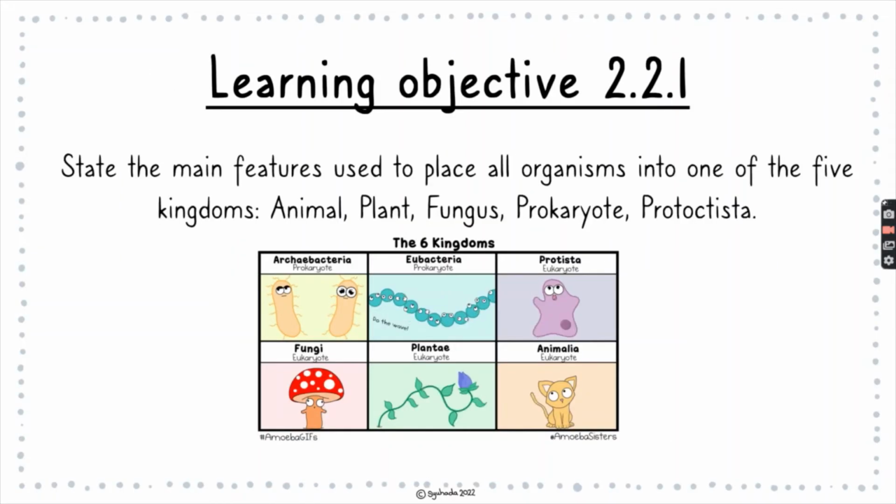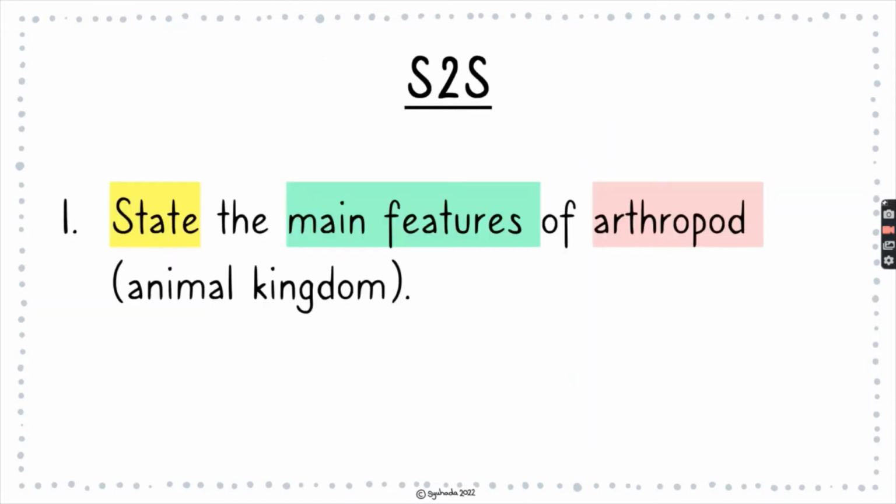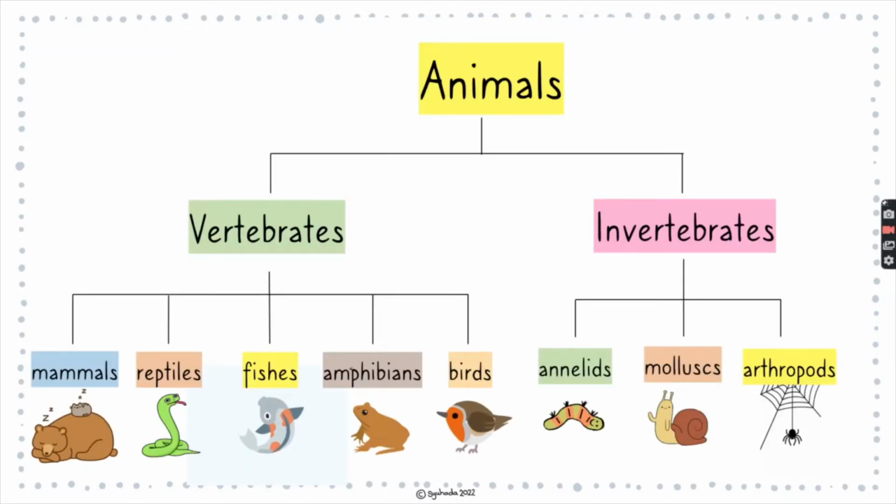Today we're going to continue this learning objective, which is to state the main features used to place all organisms into one of the 5 kingdoms: animal, plant, fungus, prokaryotes, and protista. However, today we're going to mainly focus on the second part of the animal kingdom, which is the arthropods. So today's step to success is to state the main features of arthropods, which is in the animal kingdom.